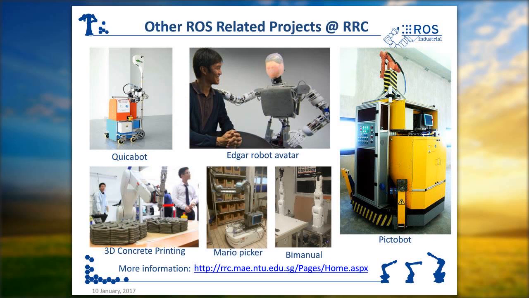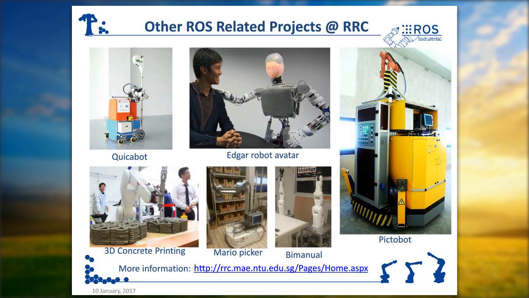Okay, other ROS related projects here in the Robotic Research Center. The first one is QuickBot. This is a mobile robot to do indoor construction quality inspection. It was already on the news, so you can Google it and know more about it. And there's EDGAR, a robot avatar. It is a telepresence robot, so we also use ROS to build the software behind it. The robot on the right side is probably the biggest robot in the world. It is 3 meters tall. It's used for high ceiling painting. So you can also Google it and know more about it.